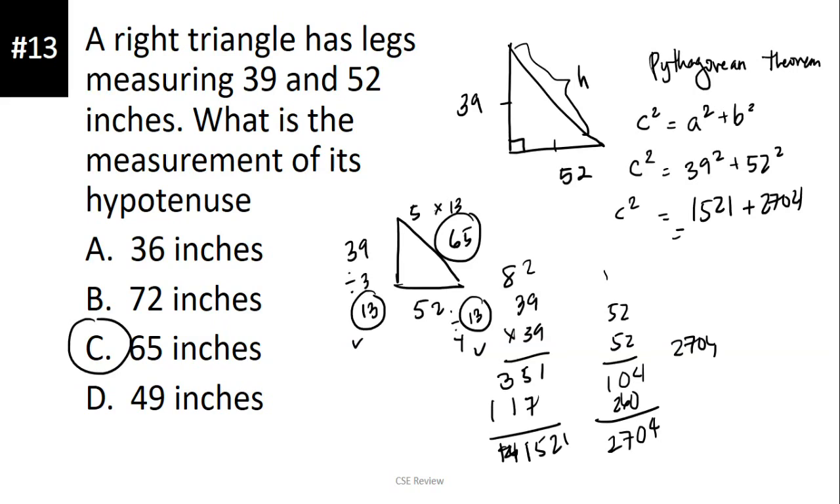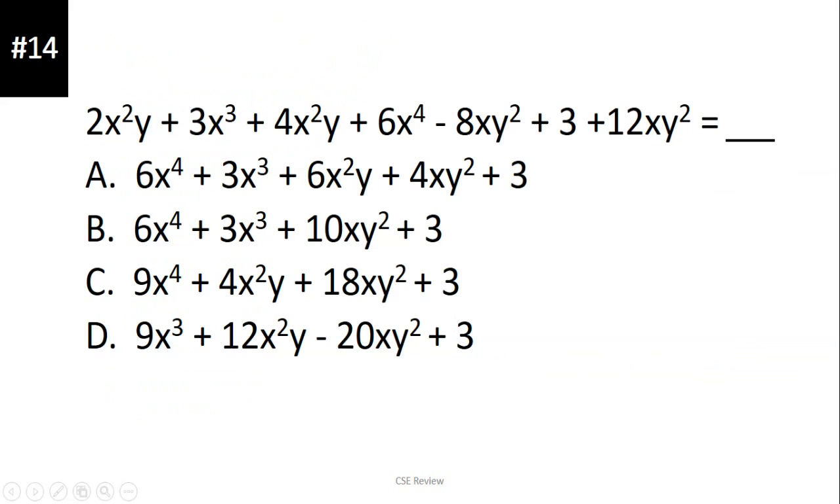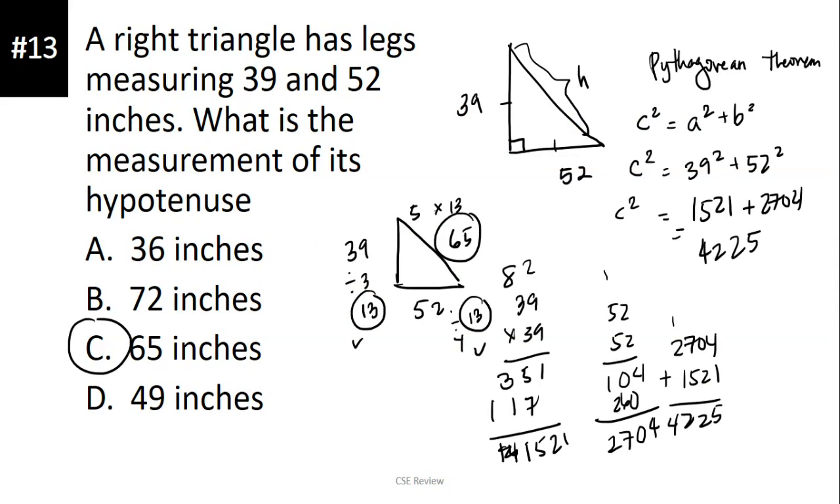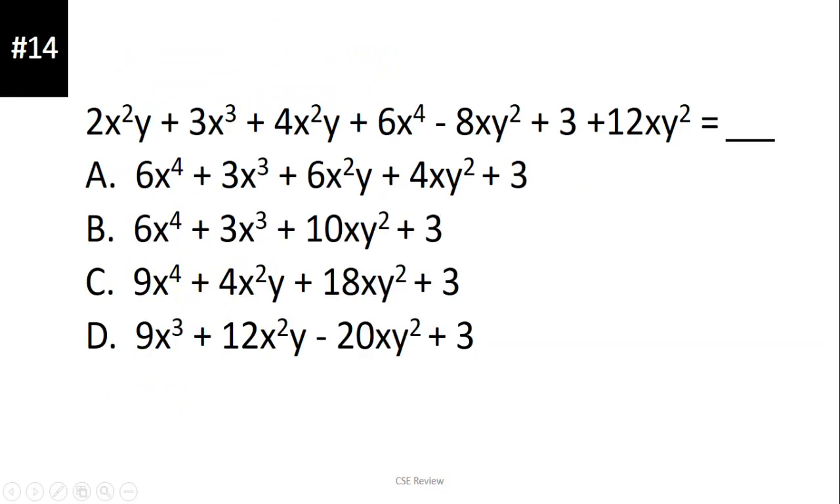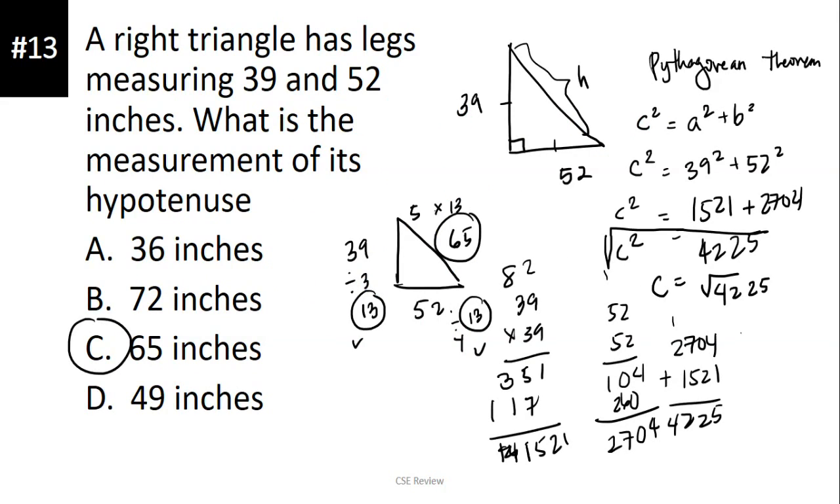2704 plus 1521 is going to give us 5. This is 2. This is 12. 4. So, that is going to be 4,225. Sorry. Malipat siya. Okay, so C squared yan. Let's square root natin both sides. C is equal to the square root of 4225. And that is also going to give us 65. So the answer really is letter C, 65. Okay?